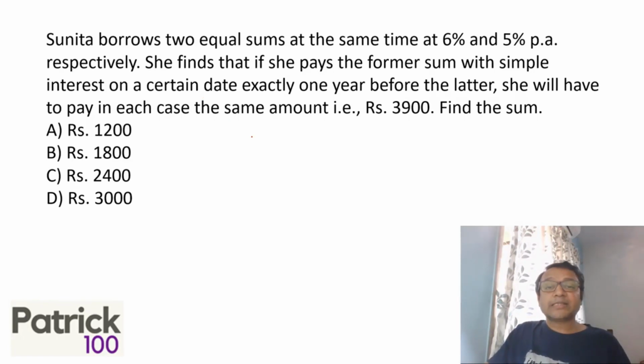Sunita borrows two equal sums at the same time at 6% and 5% per annum respectively. She finds that if she pays the former sum with simple interest on a certain date exactly 1 year before the later, so that means the later be n years. So n into 5% interest should give you equal to n minus 1 into 6% interest.